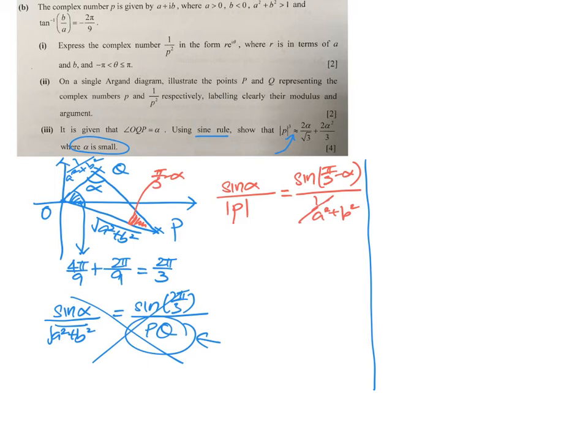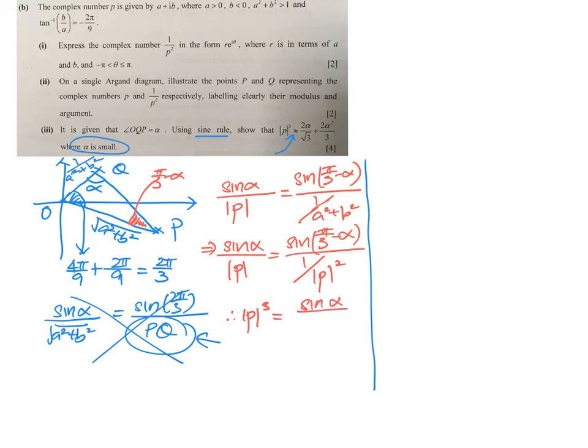Now, how is 1 over a squared plus b squared related to modulus P? If you look carefully, we can replace a squared plus b squared with the square of modulus P, and that helps us to involve the expression modulus P itself. So once we rearrange, we will get the cube of modulus P equals sine alpha over sine of pi over 3 minus alpha. So this is how we begin our approximation.